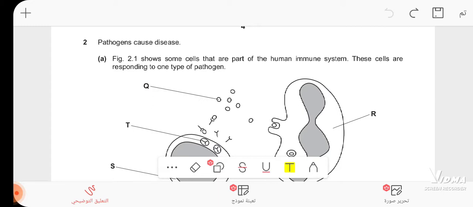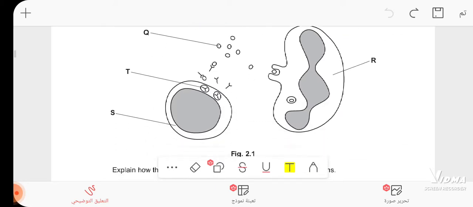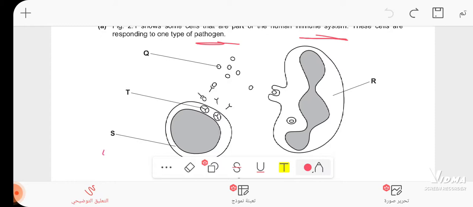Pathogens cause diseases. Figure 2.1 shows some cells that are part of the human immune system. These cells are responding to one type of pathogen, okay. As we know, the function of the immune system is a defensive system. So what is this? We have here lymphocyte, we have here phagocyte. As we know, lymphocyte function is to produce antibodies. To produce what? Antibodies, okay. These antibodies take the shape of the letter Y.